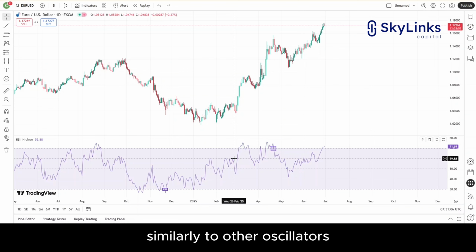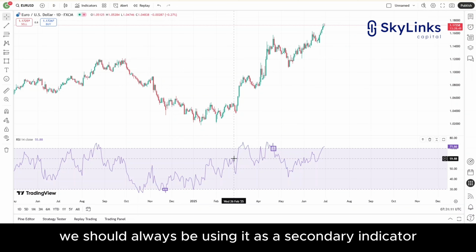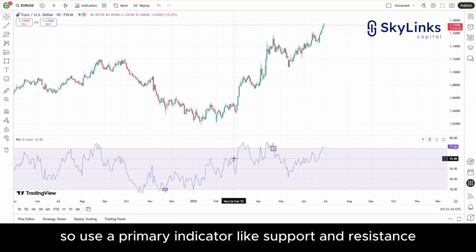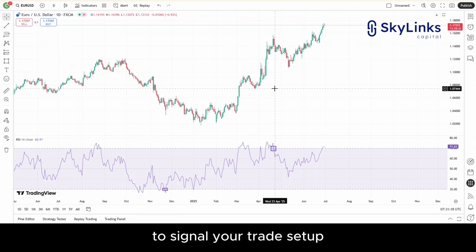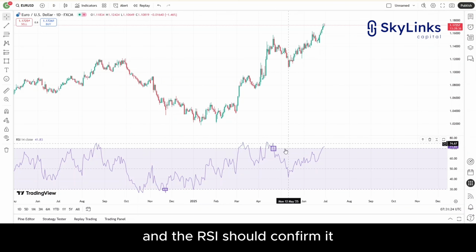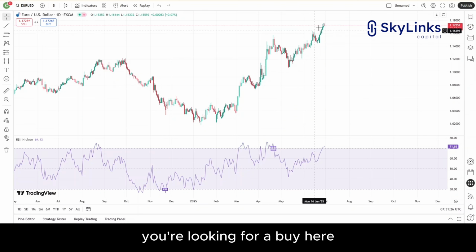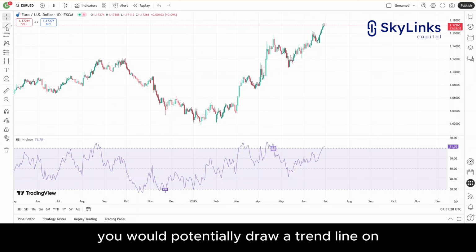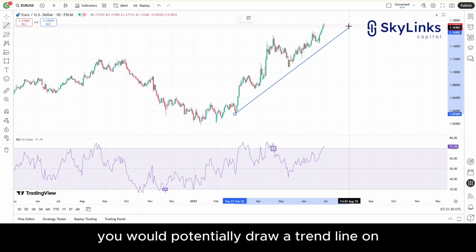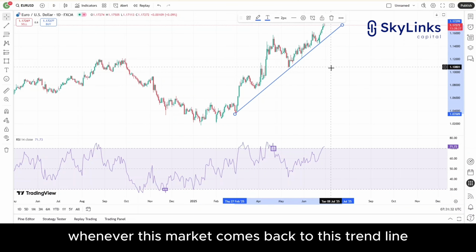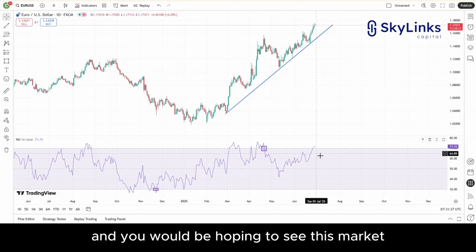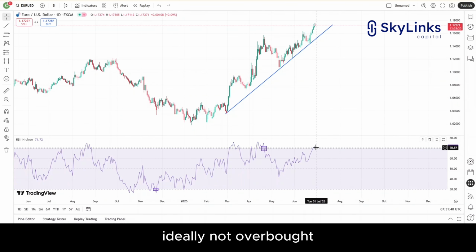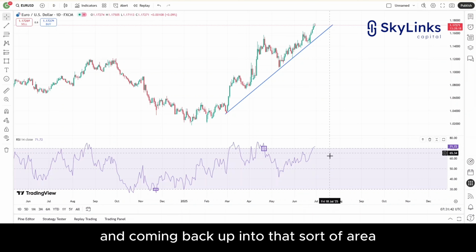Similarly to other oscillators, we should always be using it as a secondary indicator. So use a primary indicator like support and resistance, like a candlestick or a trend line, to signal your trade setup, and the RSI should confirm it. So if, for example, you're looking for a buy here, you would potentially draw a trend line on, and then whenever this market comes back to this trend line, this becomes a buy zone, and you would be hoping to see this market ideally not overbought and coming back up into that sort of area.